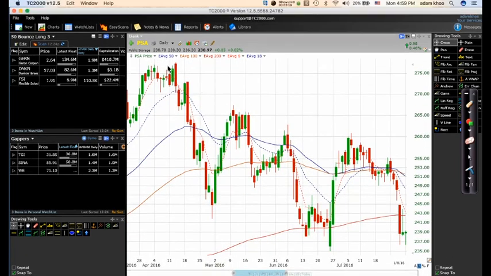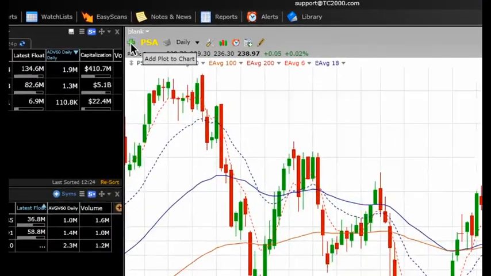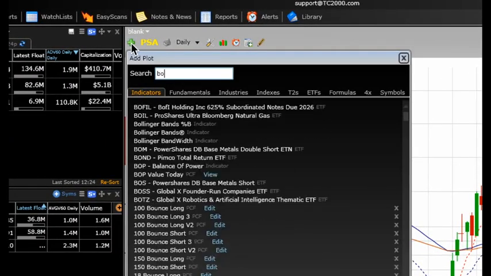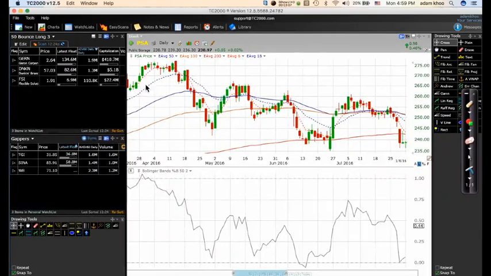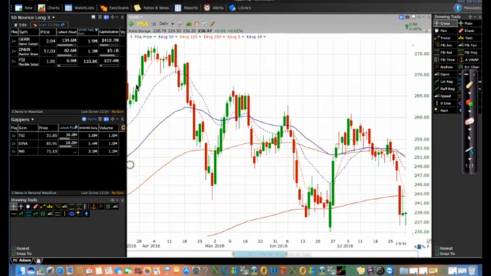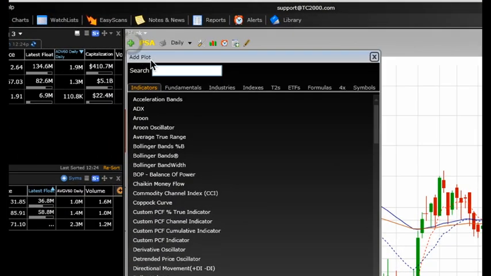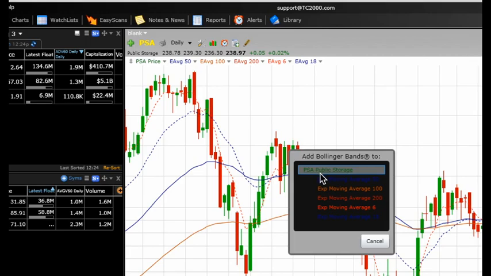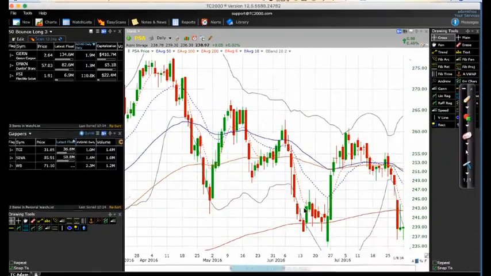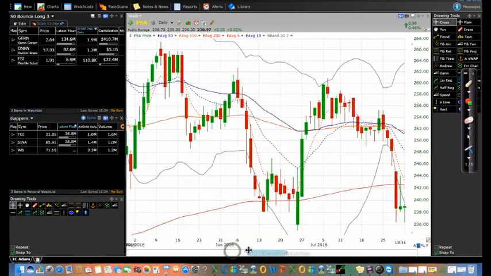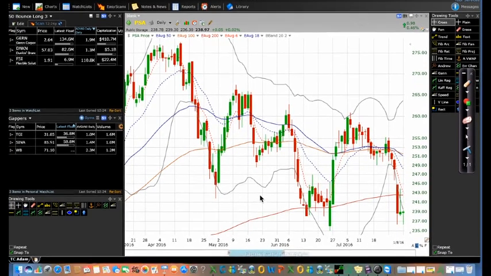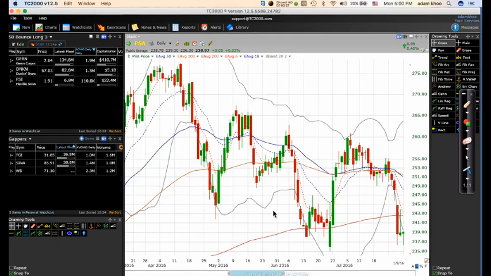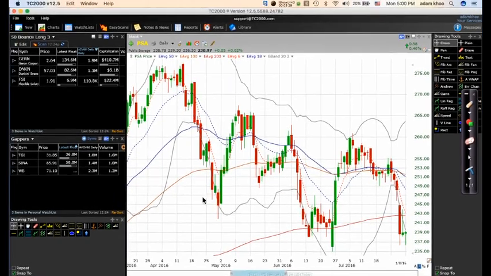Next, I'm going to put in Bollinger Bands. All right, so I'm going to click Add Plot to Chart. Bollinger Bands. There. Oops, that's the wrong one. Bollinger Bands is the one. Add Bollinger Bands to the stock. There we go. So again, you've learned that the Bollinger Bands act as resistance and support levels and tell you when it is overbought or oversold, right? So that helps us as well. I'm going to leave it there.